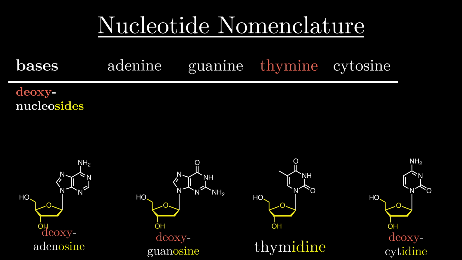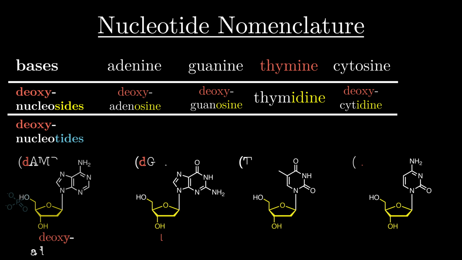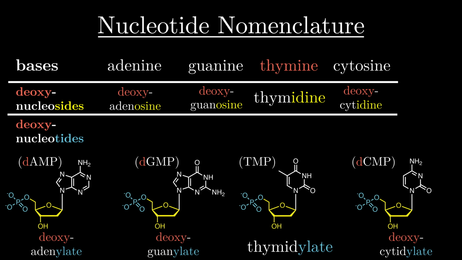When we add a phosphate to the 5' position of these, we then get deoxynucleotides. And this is entirely in line with what we have seen before. The names now end in -ate, for example deoxyadenylate, and are abbreviated as before, for example deoxyadenosine monophosphate.